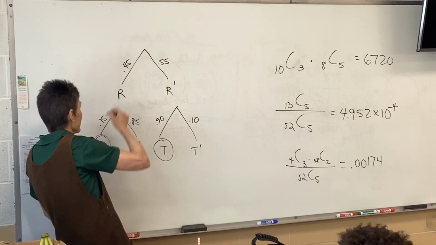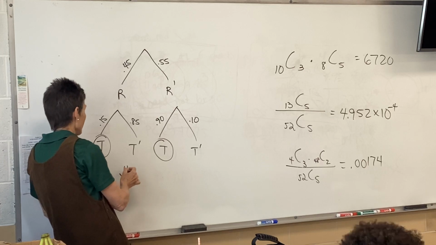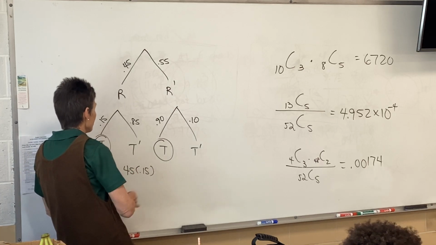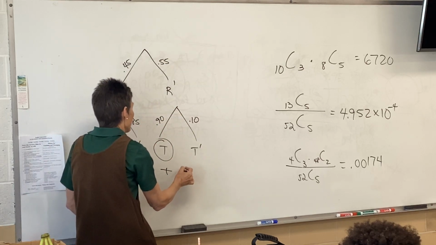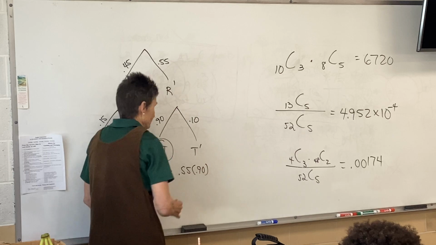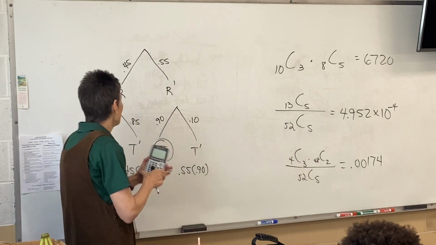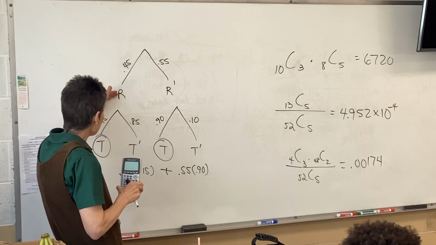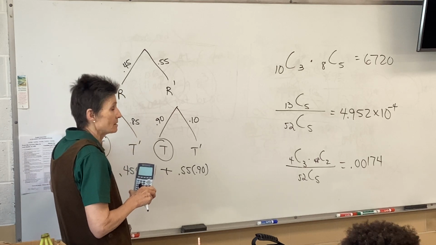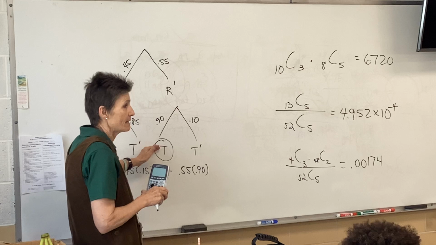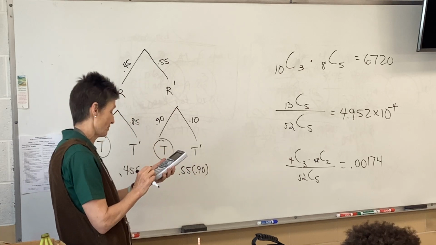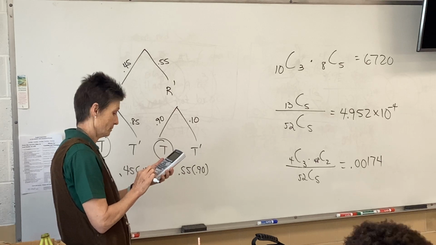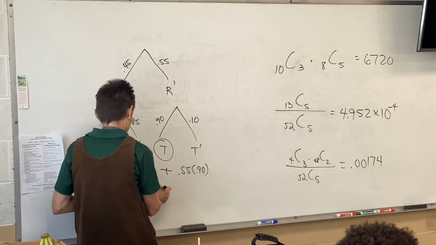So I have this whole branch. So 0.45 times 0.15. Or this whole branch, 0.55 times 0.90. Remember, on the branch, you multiply rain and tennis. Not rain and tennis. But it can be either situation, so that's an or, and you add those two together. Did you get 0.5625?